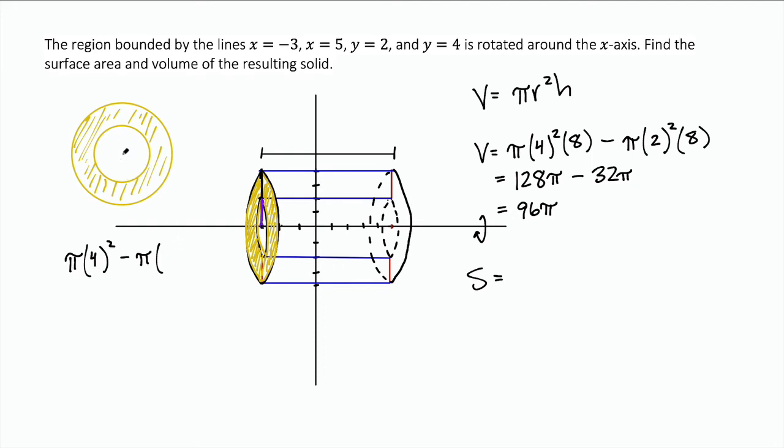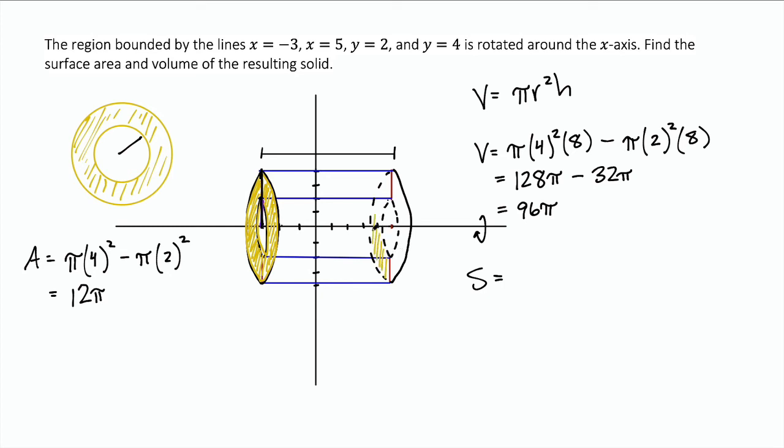So the smaller radius is that distance there, which was 2 squared. This is a larger circle minus smaller circle. That's going to give us the area of that circle. Now that's equal to 16 pi minus 4 pi, which is 12 pi. So that's the area of that top. Notice that that's actually the same as the area of the bottom, right?